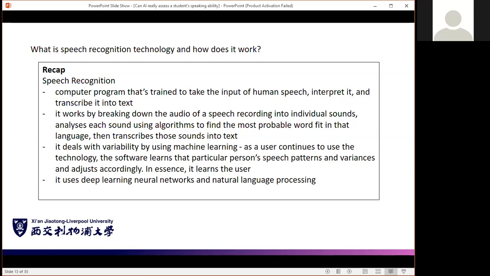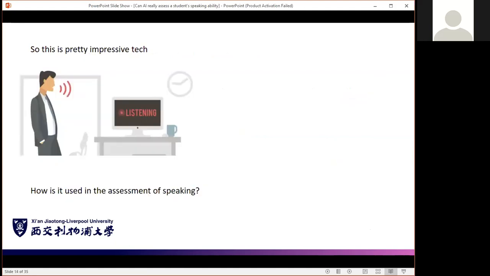And it uses deep learning neural networks and natural language processing. Can't imagine the fun I had looking through academic articles which refer to deep learning neural networks. Again, if anyone here knows about these, I'd love to have a chat. But what I think is remarkable is that machines are now able to transcribe human speech more accurately than humans can. So, pretty impressive tech, but back to the point of the presentation: how is it used in the assessment of speaking?